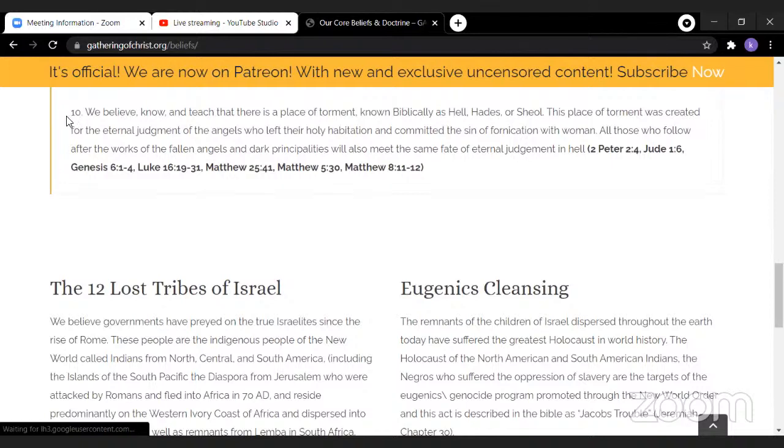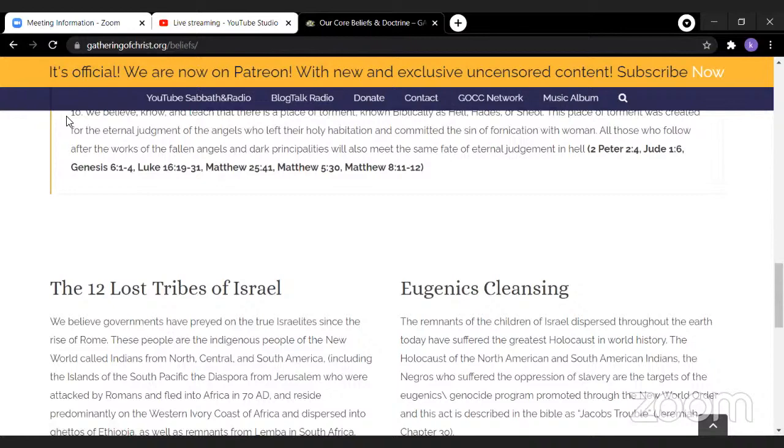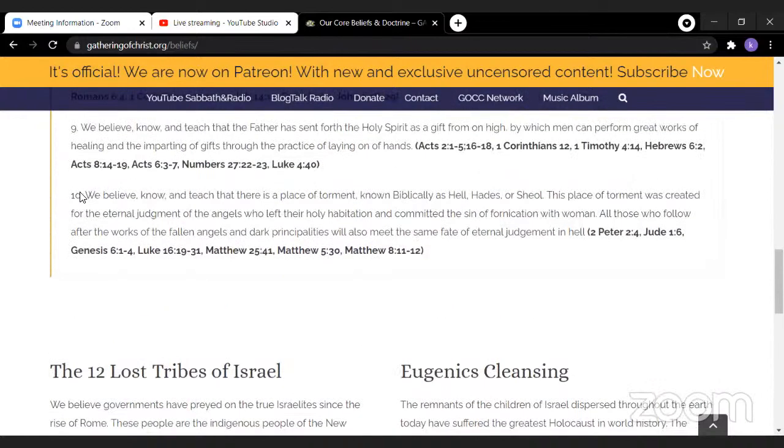Okay. It says, we believe, know, and teach that there is a place of torment, known biblically as hell, Hades, or Sheol. The place of torment was created for the eternal judgment of the angels who left their holy habitation and committed the sin of fornication with women. All those who follow after the works of the fallen angels and dark principalities will also meet the same fate of eternal judgment in hell.